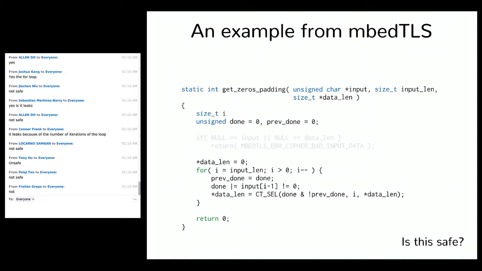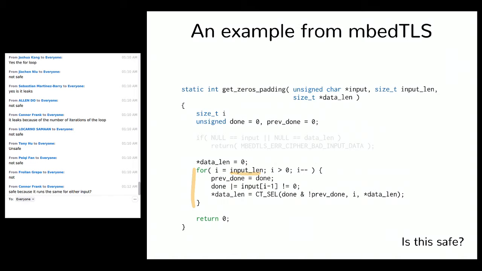So, okay, what is it doing? Well, it's iterating through the whole buffer from the end up to the first. And then it's just doing a bunch of arithmetic operations. It's not branching on secrets. It's not accessing memory on secrets. This is good to go, right? It's safe because it's the same for whatever input we choose.